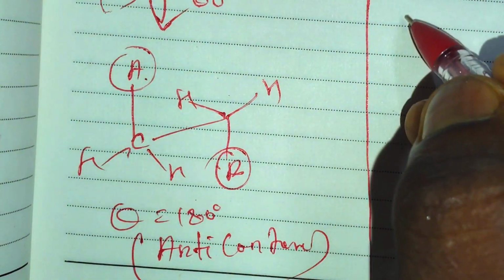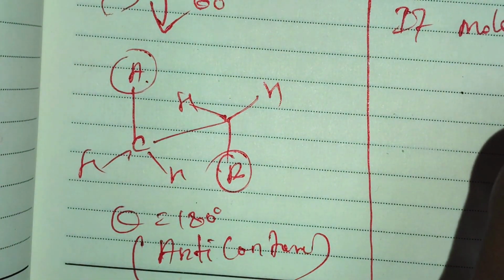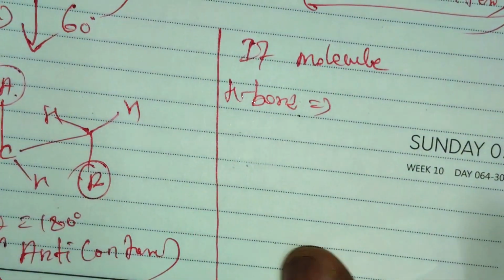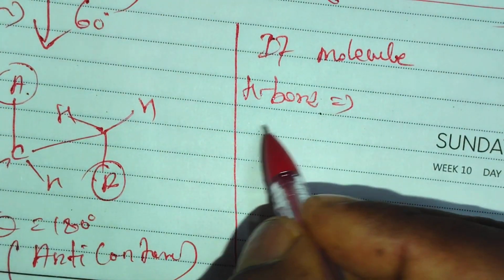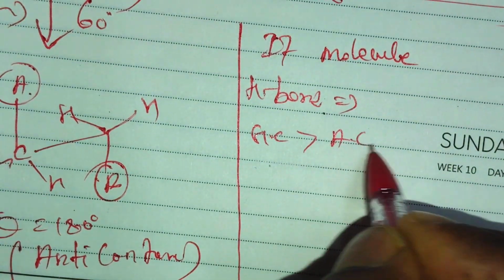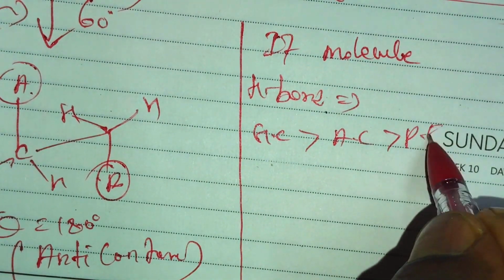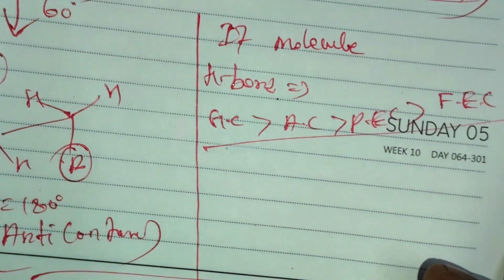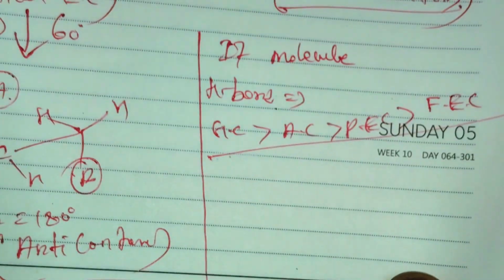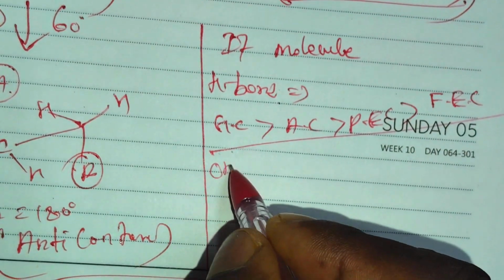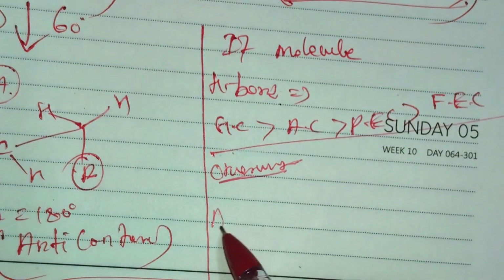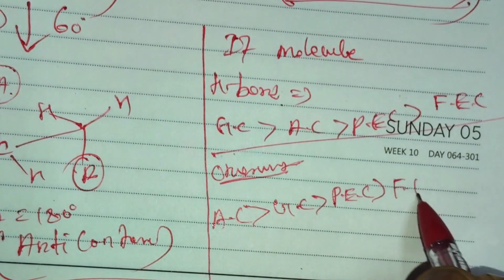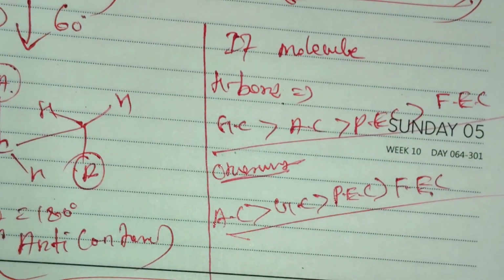If a molecule possesses a hydrogen bond, the stability order is: gauche conformer is the most stable, then anti-conformer, then the partial eclipsed conformer, then the fully eclipsed conformer. This is the order. Otherwise, if a hydrogen bond is not present, the stability order is: anti-conformer, then gauche conformer, then partial eclipsed conformer, then fully eclipsed conformer. This is the order without hydrogen bonding.